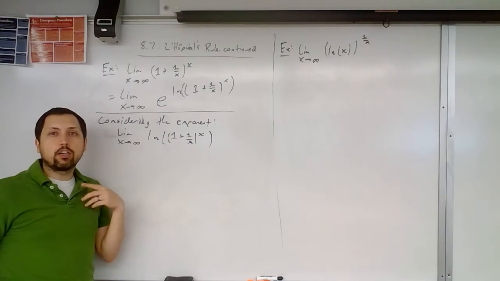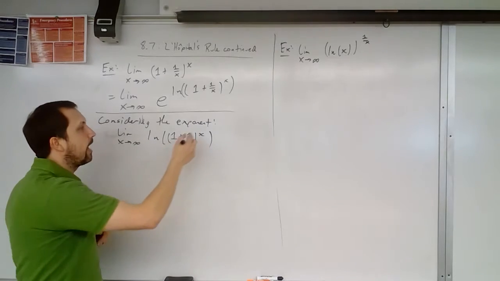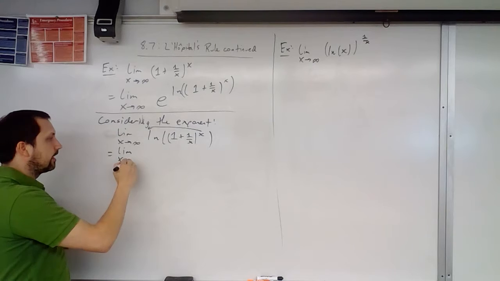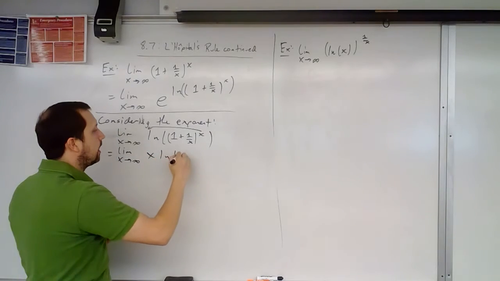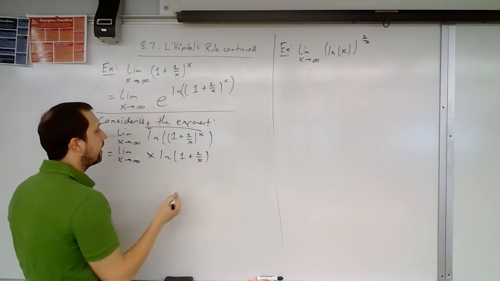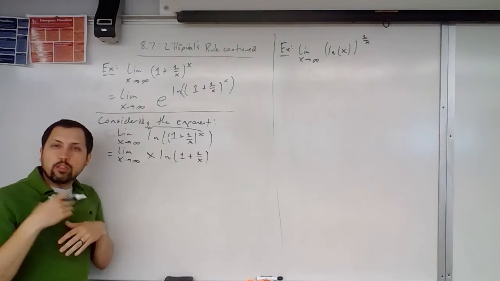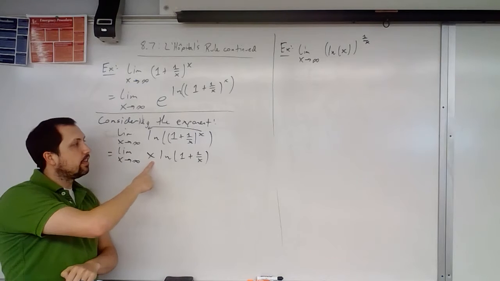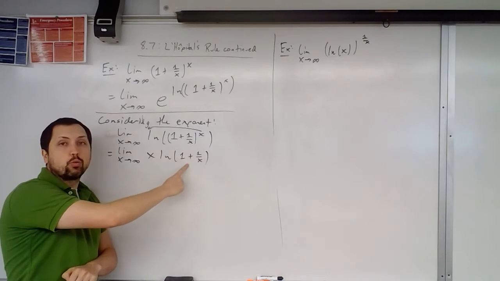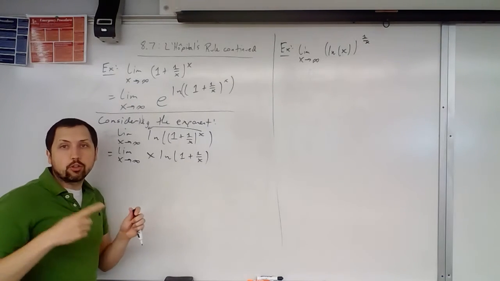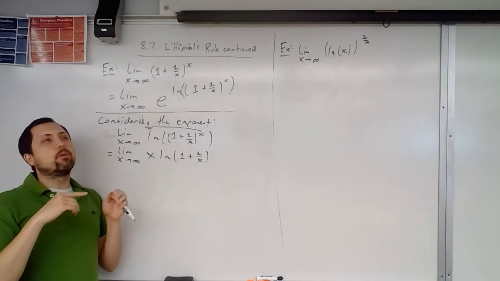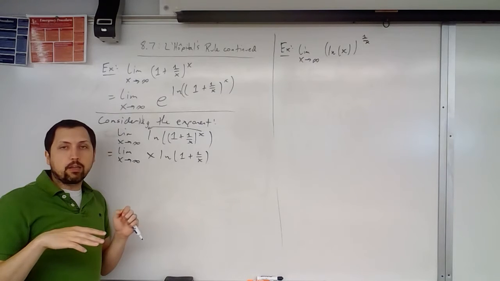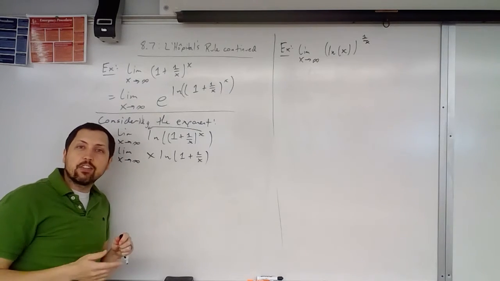Now we said natural log has the really nice property that you can move exponents down front, so we will do that. So this is the limit as x tends to infinity of x times natural log of (1 + 1/x). Now if you take a look at this again, taking the limit at this point, this is going to infinity, this is going towards 1, natural log of 1 is 0. 0 times infinity, indeterminate form.